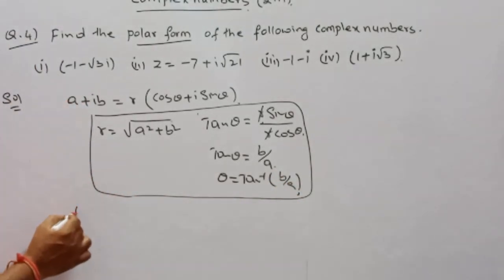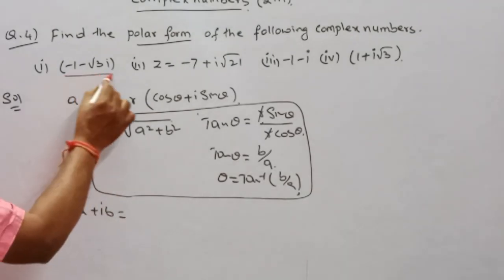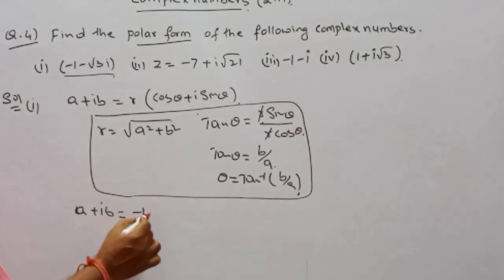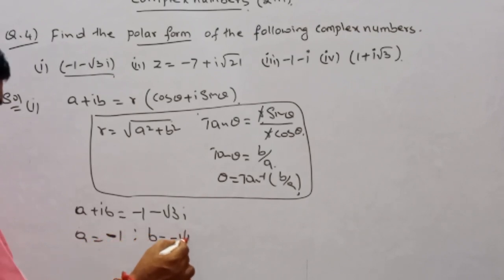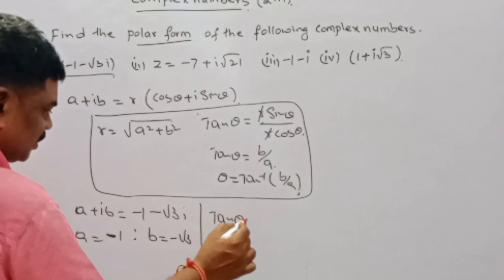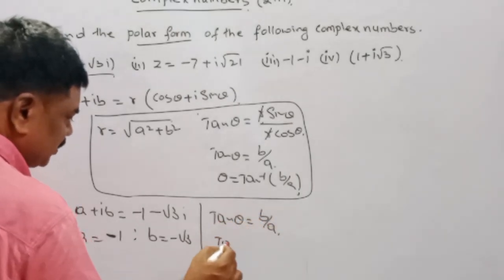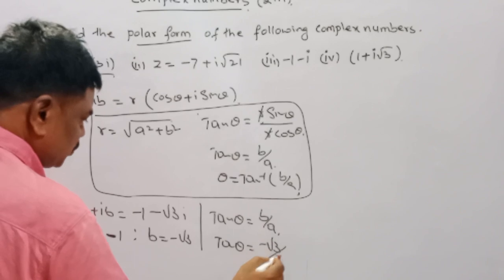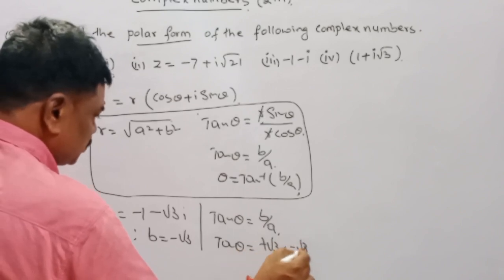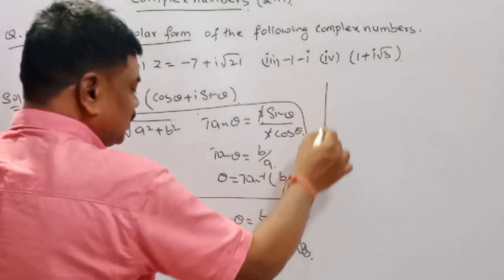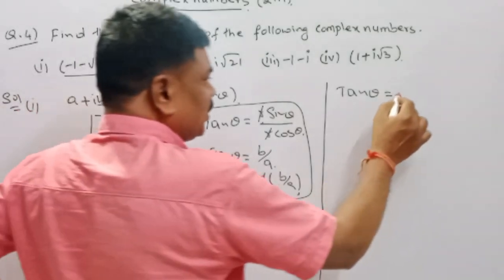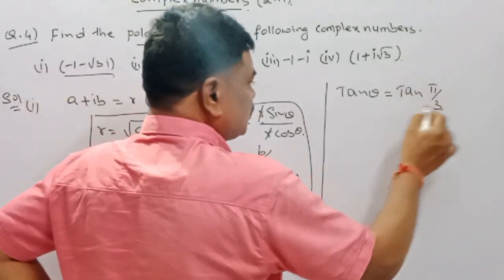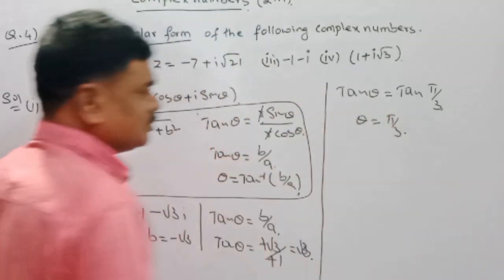Here, first problem, a plus ib is equal to minus 1 minus root 3i. Then a is equal to minus 1 and b is equal to minus root 3, and tan theta is equal to b by a, that is tan theta is equal to minus root 3 by minus 1, which is root 3. Tan 60 degrees is equal to root 3, so theta is equal to pi by 3.